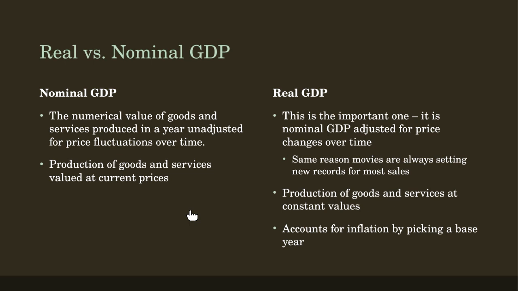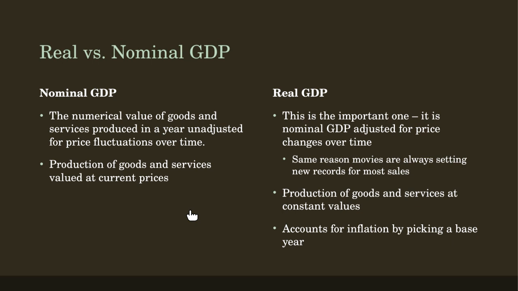GDP is a little more complicated than just numbering this up. We actually have two different kinds of GDP. We have the nominal GDP, and the nominal GDP is simply the numerical value of goods and services produced in a year, unadjusted for price fluctuations over time. So when you go to the movie theater and you buy a ticket for, say, $15, that is a nominal contributor to GDP.